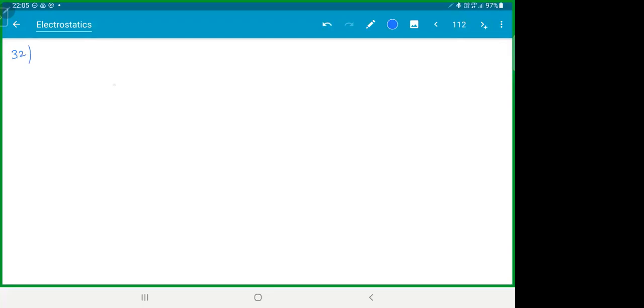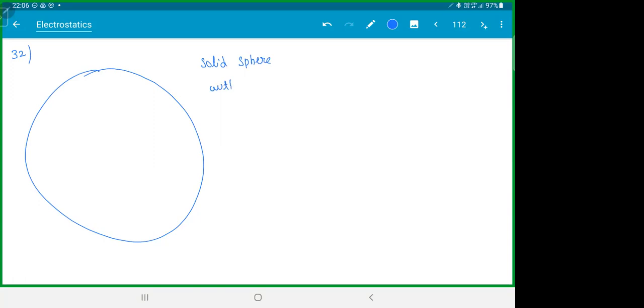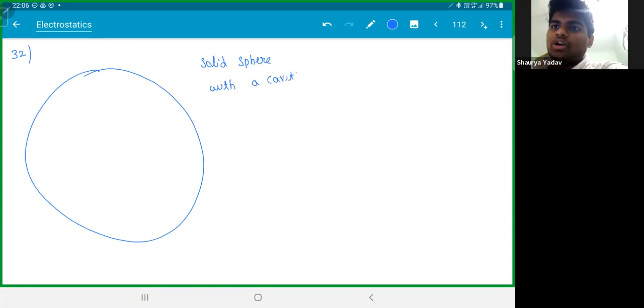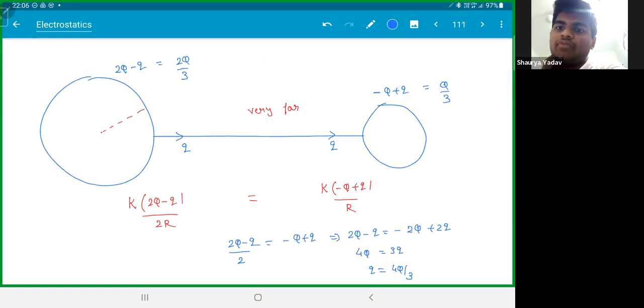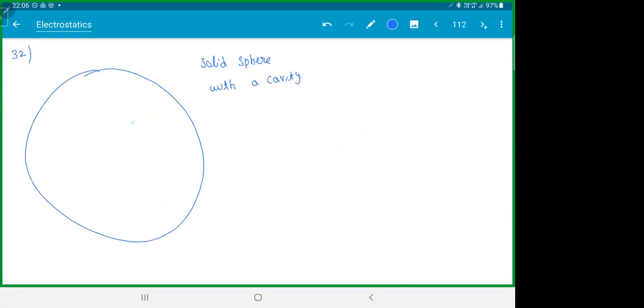This is another good one. So we have a solid sphere with a cavity. So in last question, that Q we have to put it in the formula and then we get. Yeah. So we have a solid sphere with a cavity. This is O. This is O dash. This is actually a result also. I'll just prove it to you. And rho is the charge density, volume charge density.